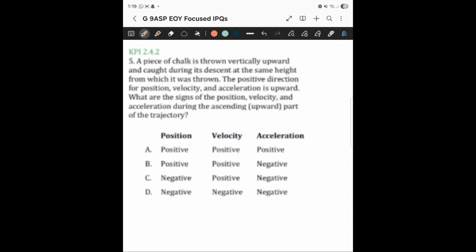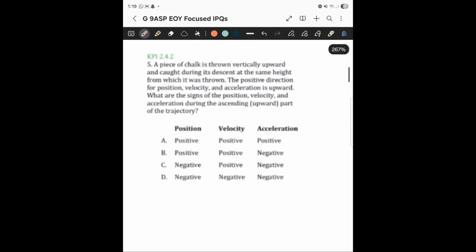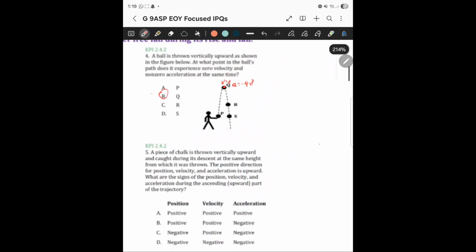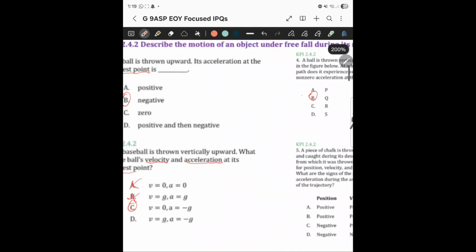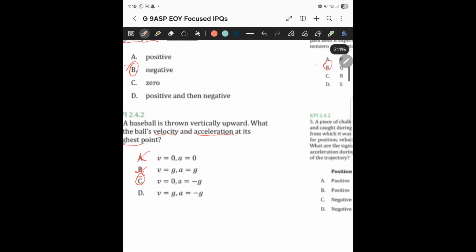A piece of chalk is thrown vertically upwards and caught during its descent at the same height it was thrown. What are the signs of the position? Ascending basically means the going up part. Over here, I've already drawn it actually. Over here, as positive velocity is moving up, so the position will be positive. And that's all that really matters.